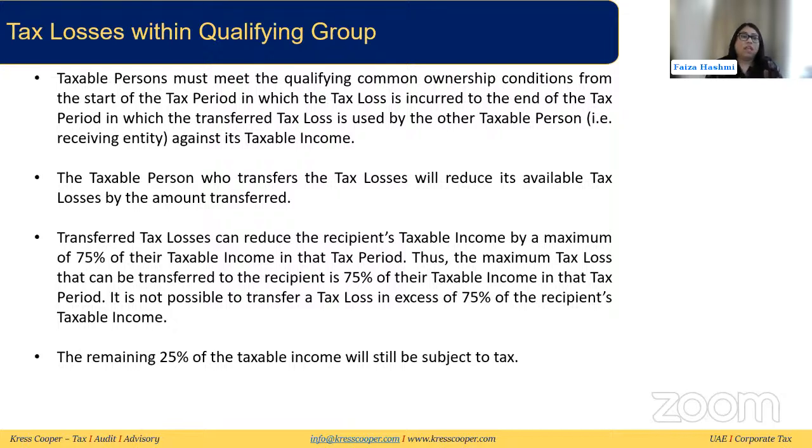It's the same rule we discussed for the tax loss, where the company itself is utilizing its own tax loss. It can only be utilized up to 75% of taxable income. The rest, 25%, is subject to corporate tax. The same way, when you're transferring the loss, you cannot transfer 100% of the loss, regardless of how much the loss is, because for the other company you're transferring it to, it depends on how much profit they have. It still has to be 75%, and 25% will again be taxable for them.